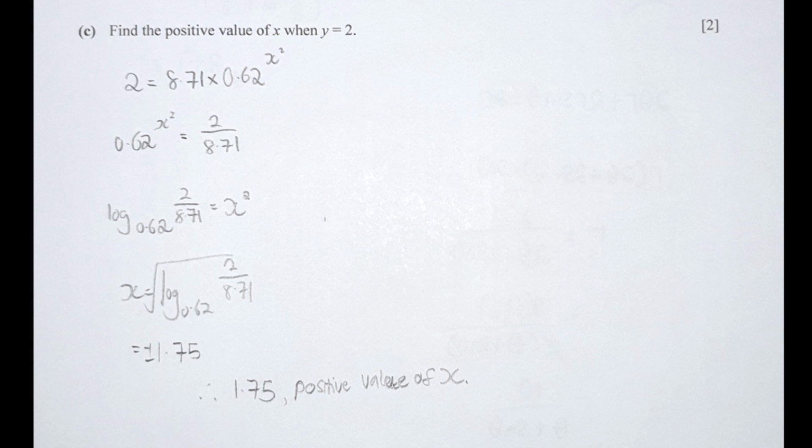Why is it plus minus? It is because when you take the square root, your result will turn out to be plus minus. However, the question specifically mentioned the positive value only, so your final answer should be 1.75.